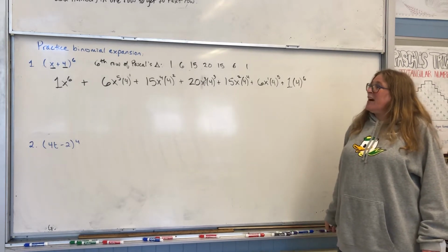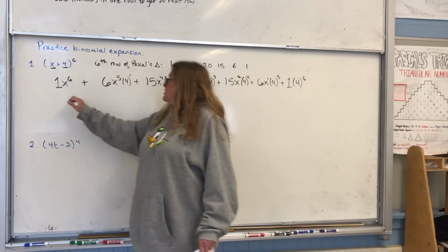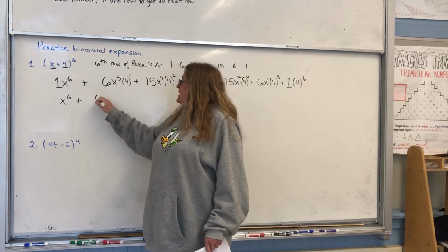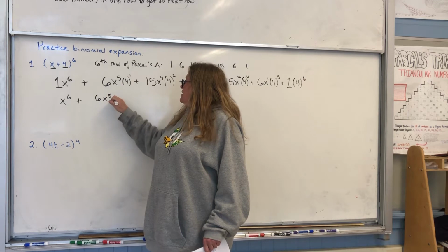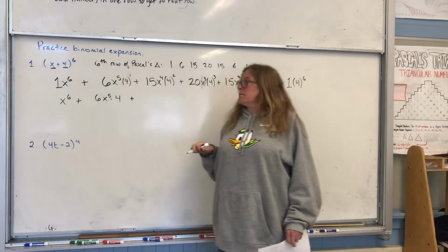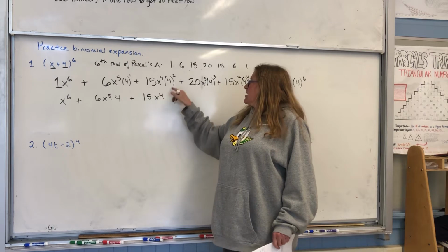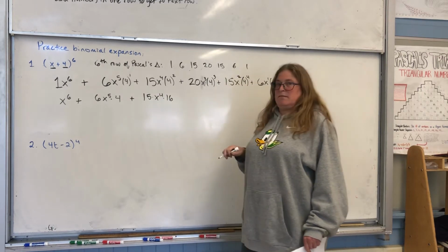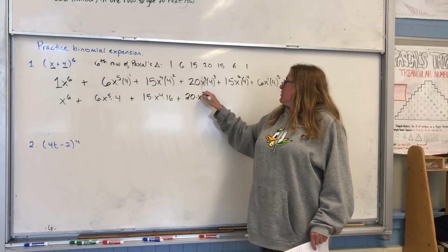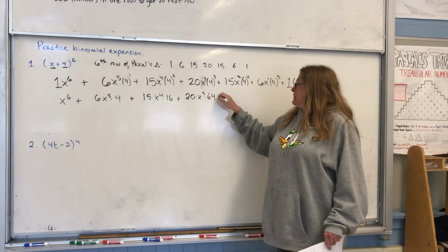Okay, now is the fun part. Now we get to do the math. So let's see what we get here. Well, this one's just x to the 6th. This is 6 times x to the 5th times 4, right? 4 to the 1st. This one is 15 times x to the 4th times 4 squared, which is 16. This is 20 times x to the 3rd times 4 to the 3rd, which is 64. So some of these numbers get pretty big.